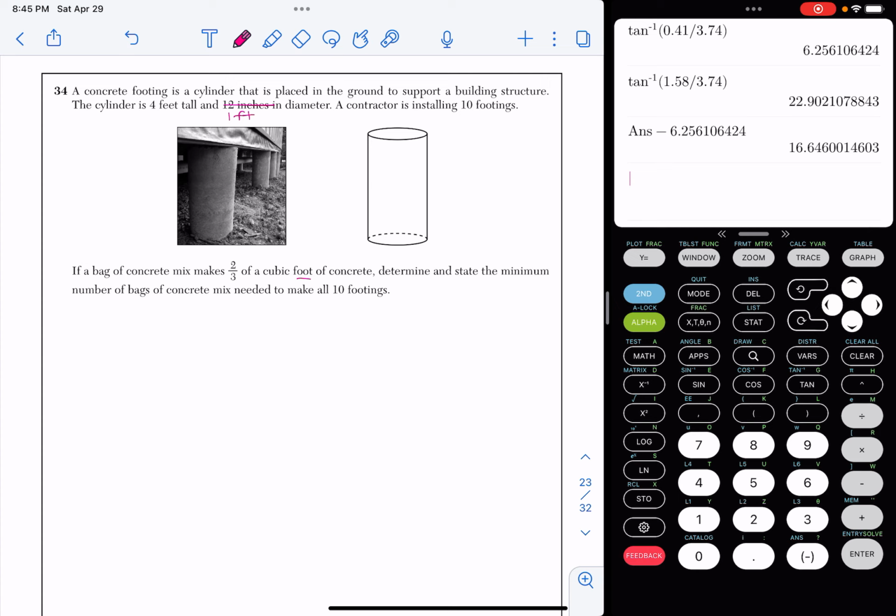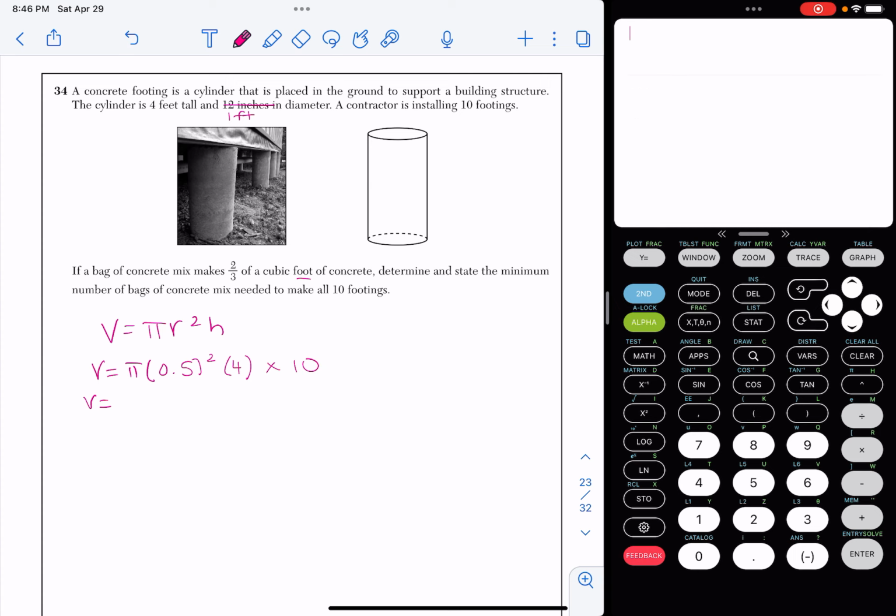First, let's start with the volume. Volume formulas can be found on your reference sheet. So volume of a cylinder is pi r squared h. The radius is going to be 0.5 since the diameter is 1. And our height is 4. And I'll multiply this right by 10 here because we have 10 footings.